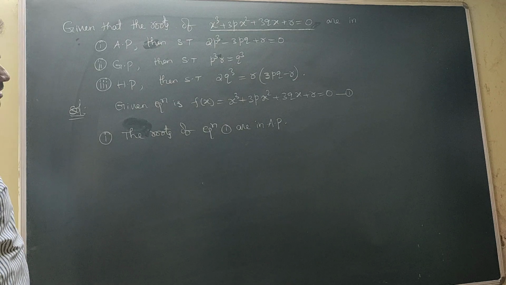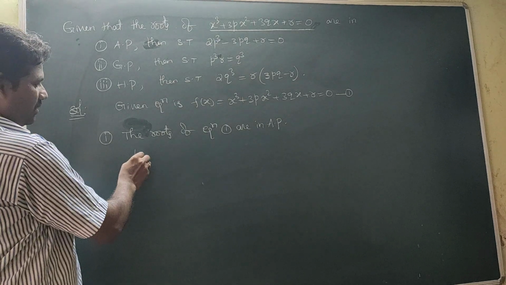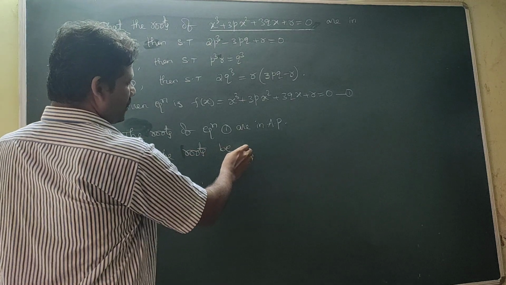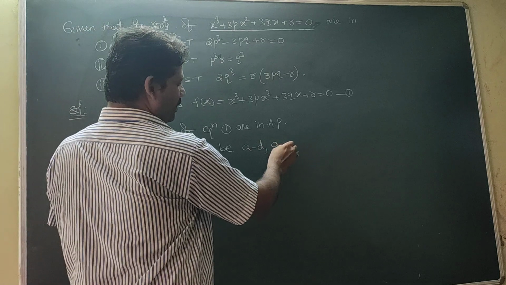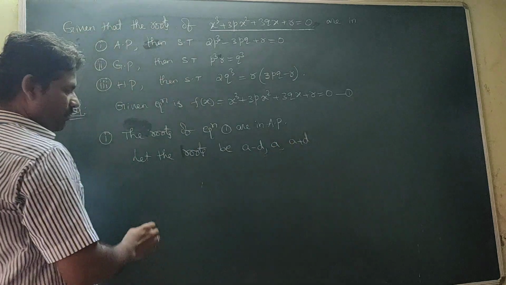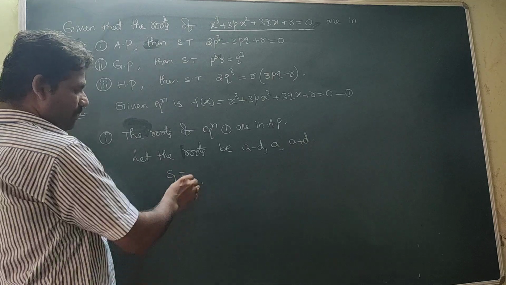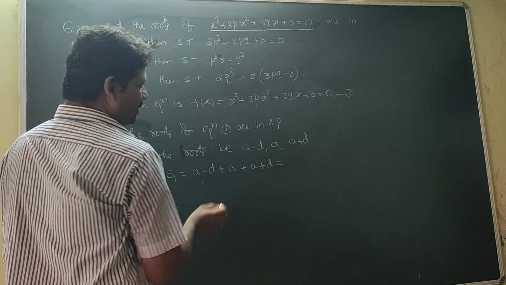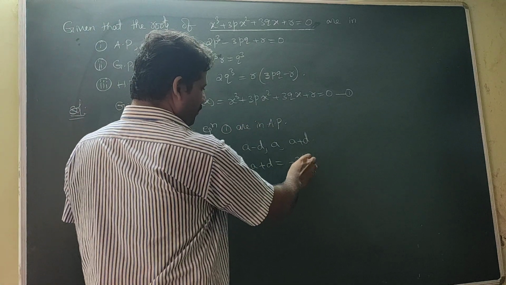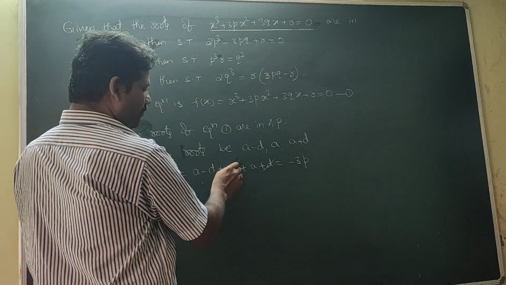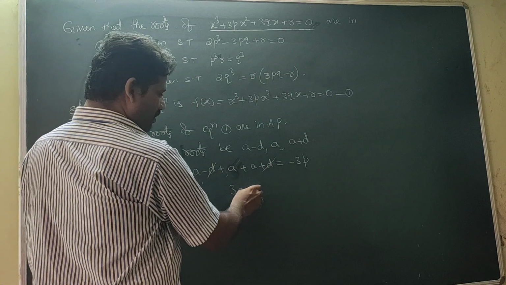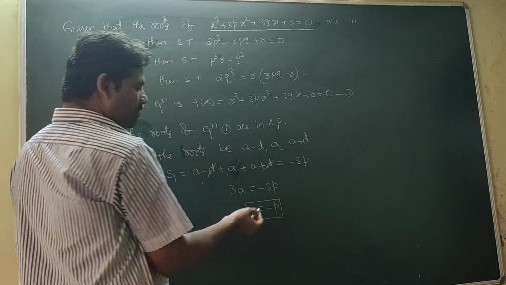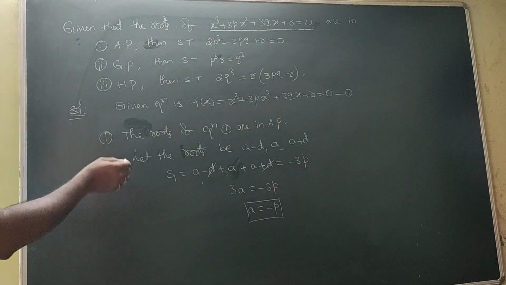So how do you take the numbers? So let the roots be a minus b, a, a plus b. What is the S1? S1 equal to a minus b plus a plus b. What is that equal to? Minus 3p. b gets cancelled. 3a equal to minus 3p, a equal to minus p. So a equal to minus p. That is the root of the given equation.